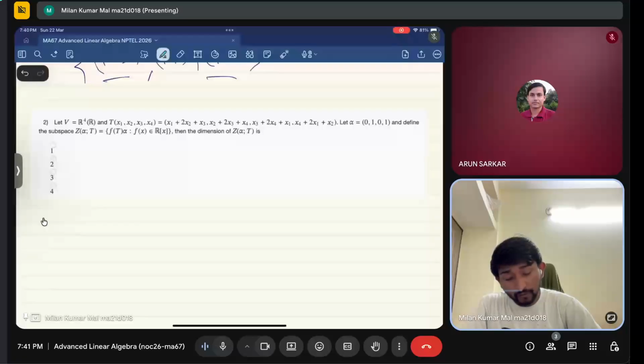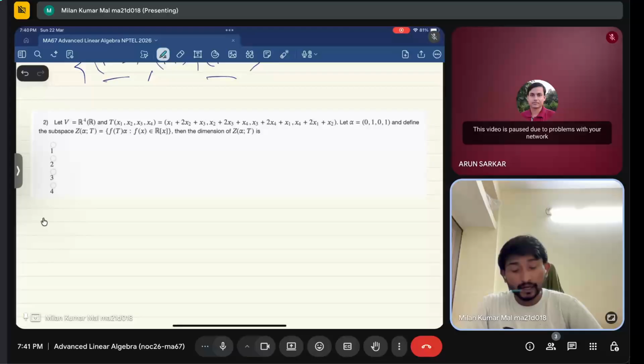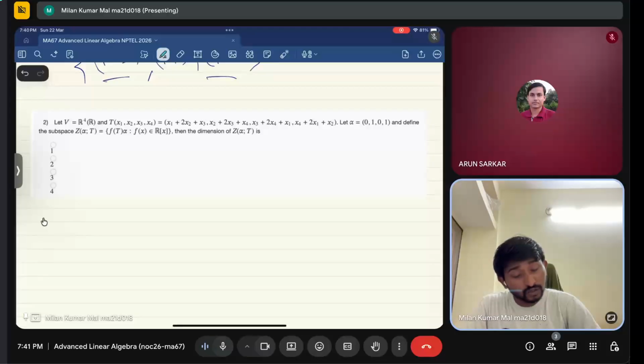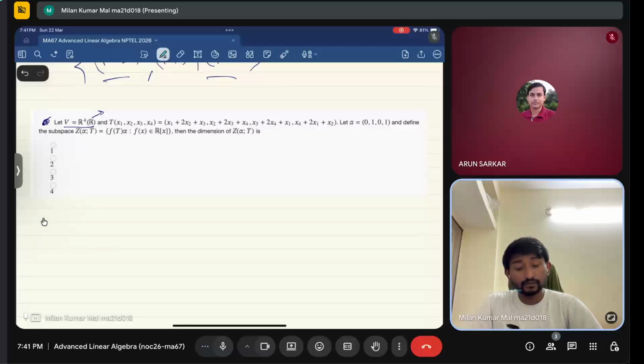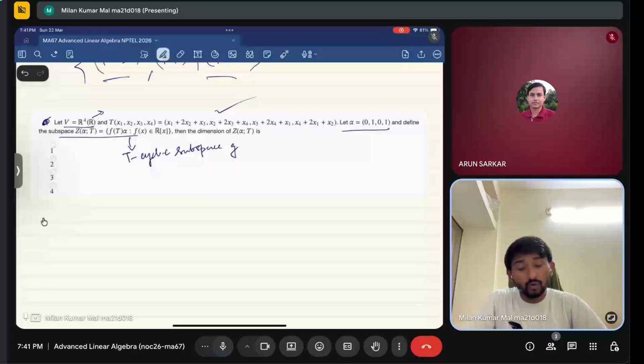Let V equal R^4, that means the vector space of dimension 4 over the reals R, and T is the operator which is given by this. Let alpha equal (0, 1, 0, 1). Then define the subspace Z(alpha; T), the T-cyclic subspace generated by alpha. Here it asks for the dimension of Z(alpha; T).